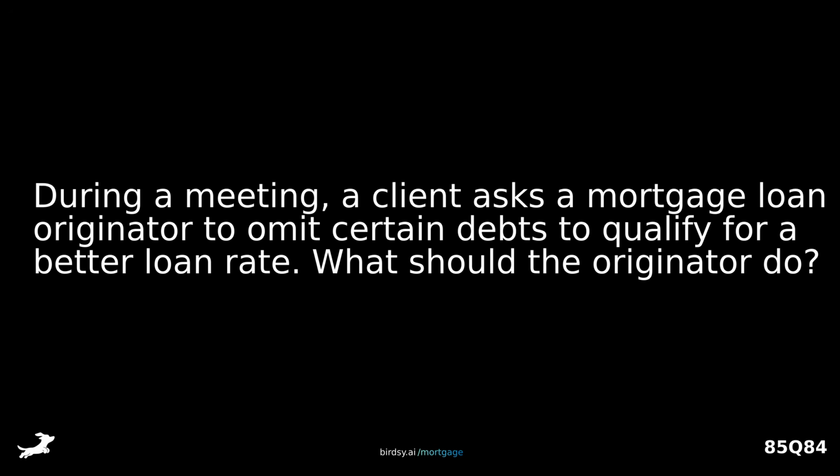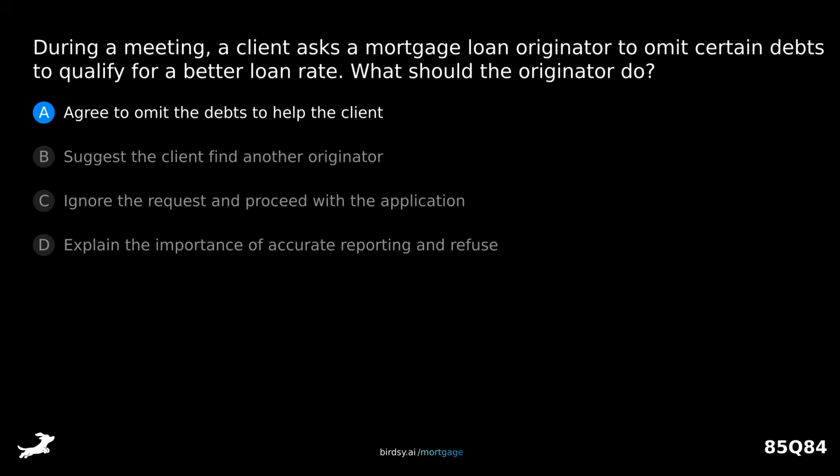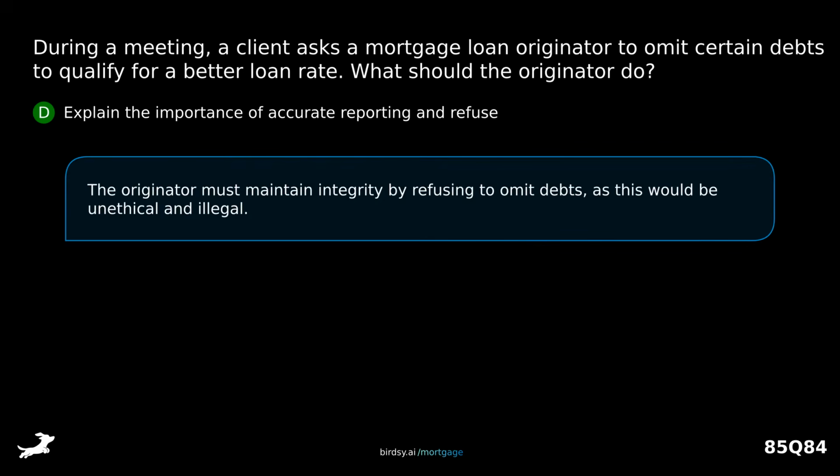During a meeting, a client asks a mortgage loan originator to omit certain debts to qualify for a better loan rate. What should the originator do? Is it A, agree to omit the debts to help the client, B, suggest the client find another originator, C, ignore the request and proceed with the application, or D, explain the importance of accurate reporting and refuse? The answer is D, explain the importance of accurate reporting and refuse. The originator must maintain integrity by refusing to omit debts, as this would be unethical and illegal.